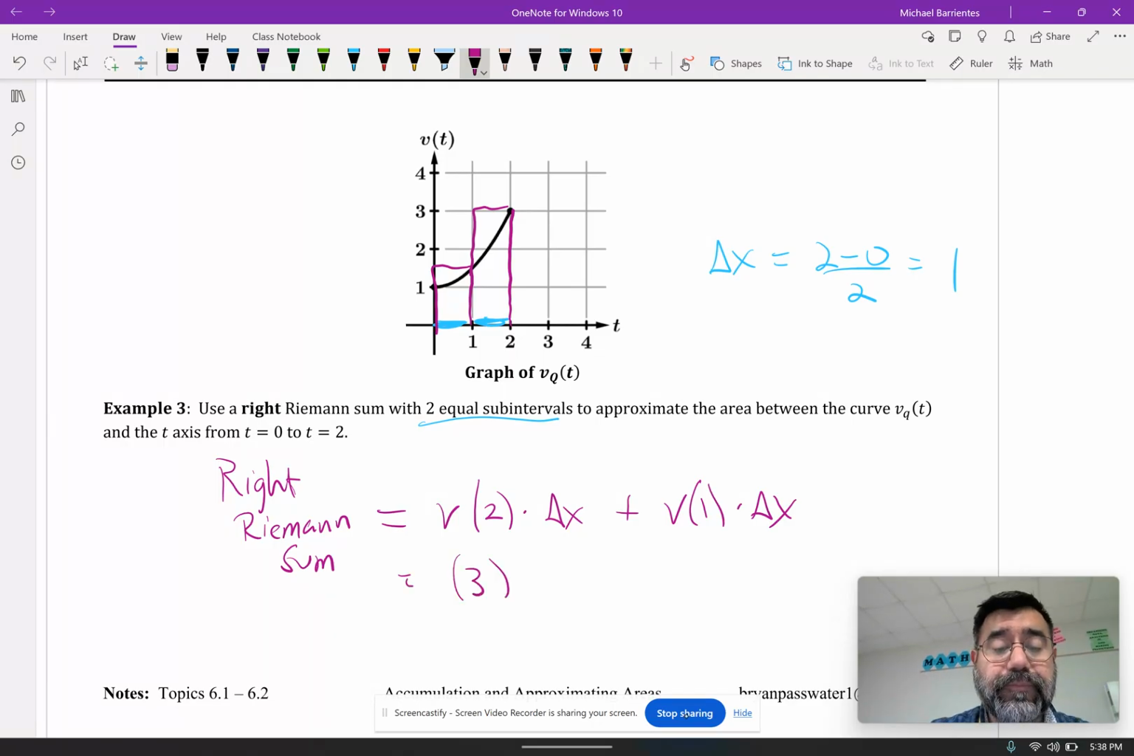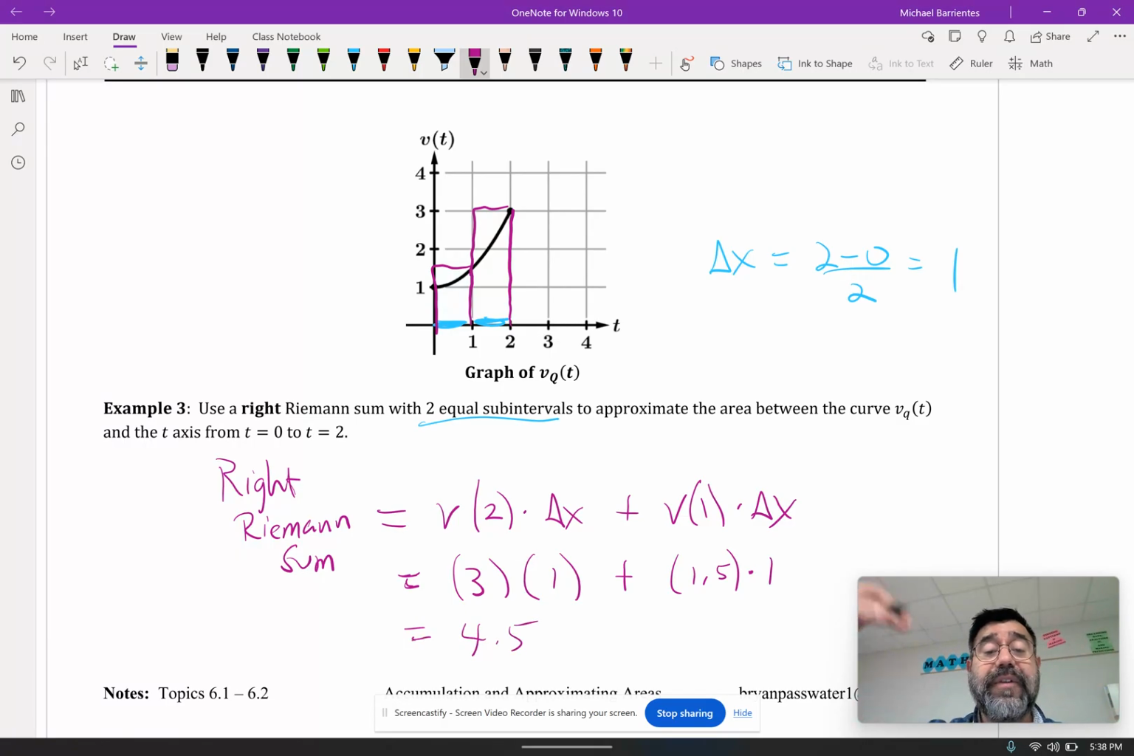3. My delta x is still 1. V of 1, we had already put it in. We got 1.5. And we're going to multiply times 1. And when I calculate all of this, 3 plus 1.5 is 4.5. So this is too much, right? This is over the actual retail price, but 2.5 was too low. So my actual value is somewhere in between.